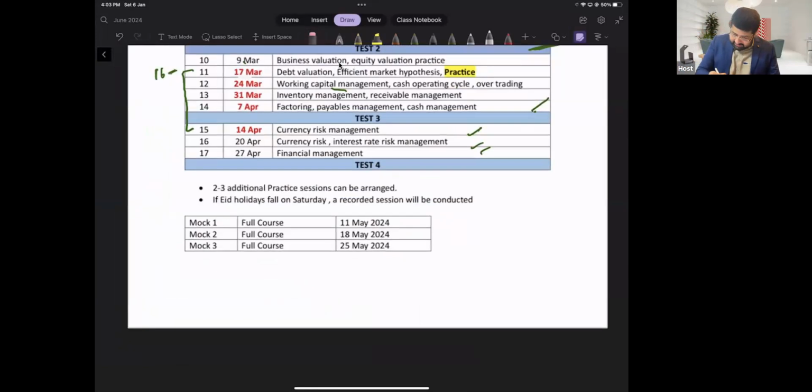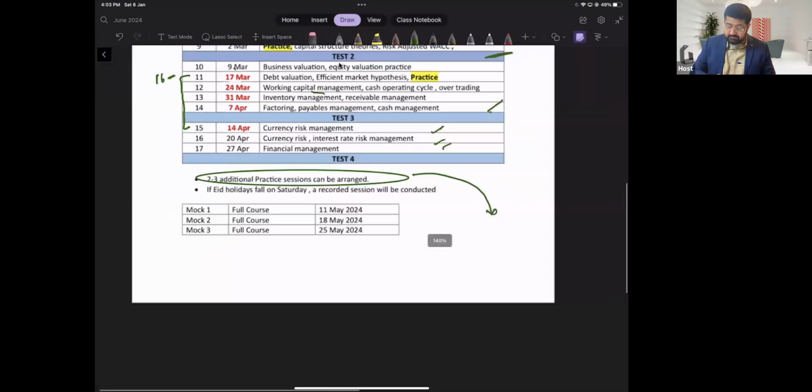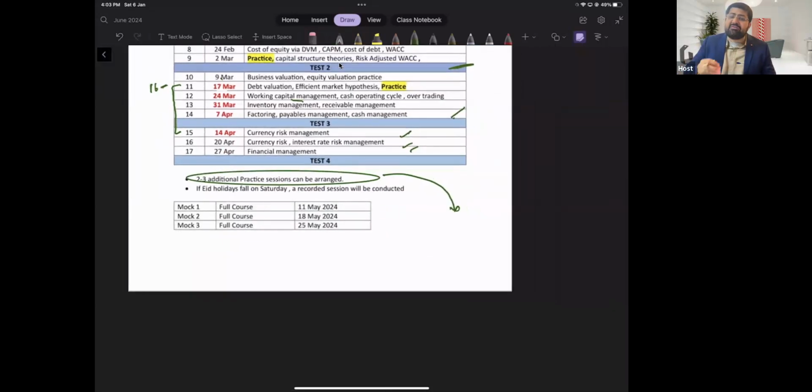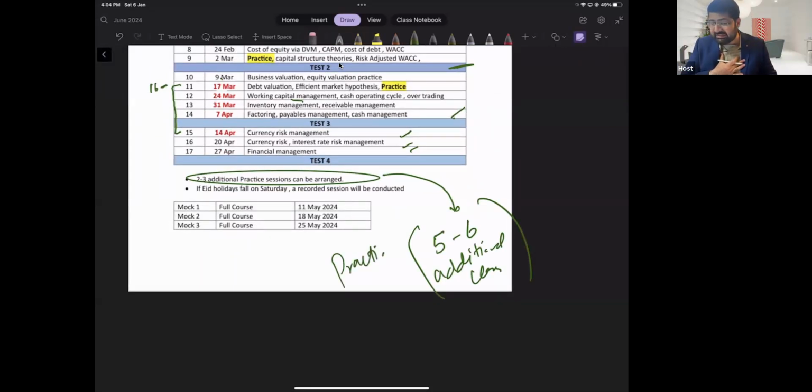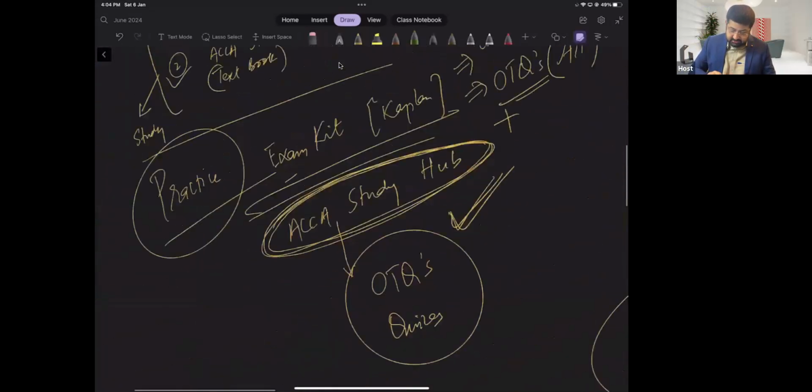Then I have mentioned one thing: 2 to 3 additional practice sessions I can arrange. Okay? And of course, students, remember what I want. To have maximum practice, I would like to conduct 5 to 6 additional classes, which are practice only. But again, this is my wish, not necessary. And I will not be charging anything additional for it. Just the purpose. What was the purpose we decided? This is the purpose. Here is the purpose.